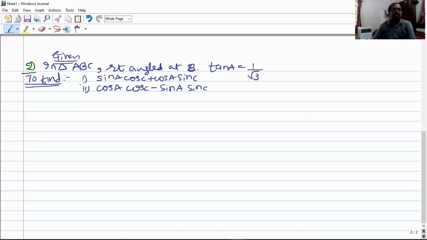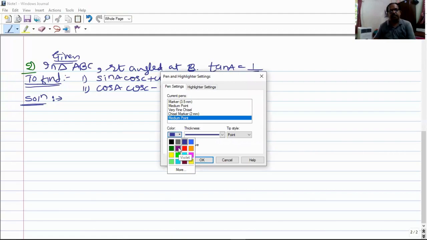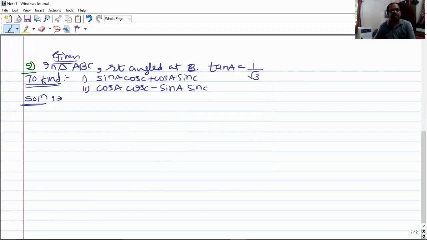So again consider a triangle. Now we move ahead for the main part of this example, that is the solution of this example, how to solve this example. Okay, let's see. So let's draw the triangle first. We have a right angle triangle named triangle ABC, with the right angle at B. So I can write it as ABC, right angle at B.